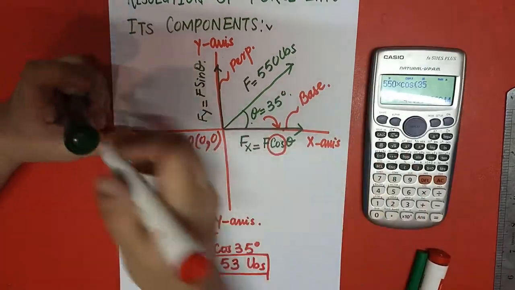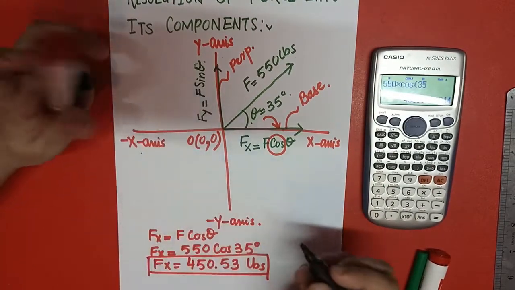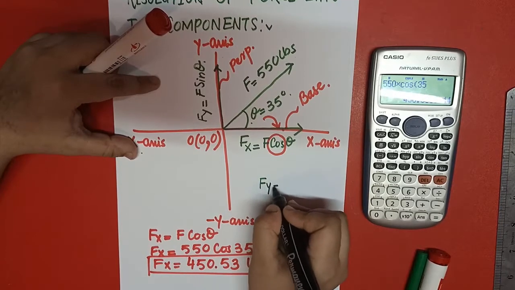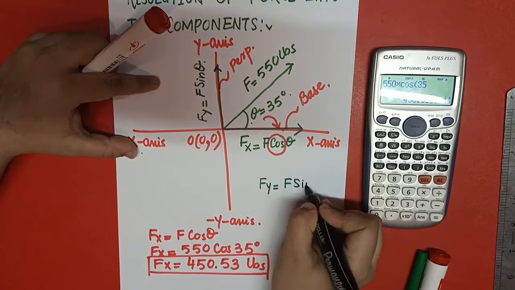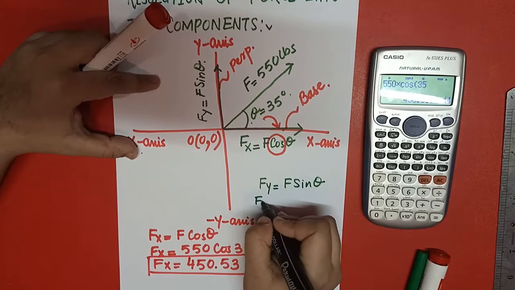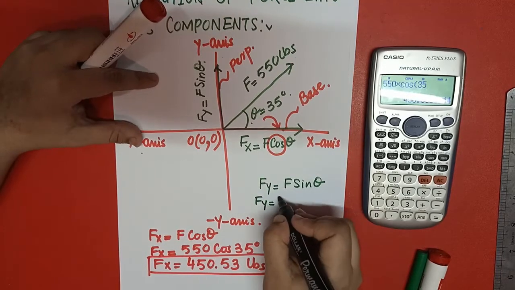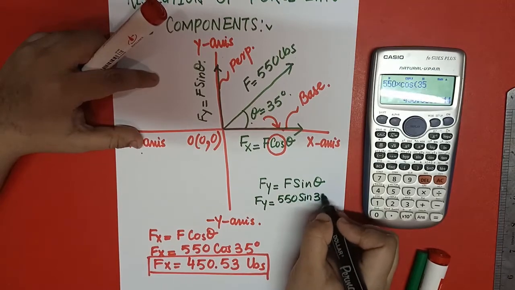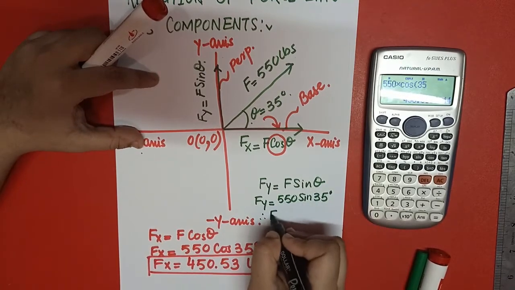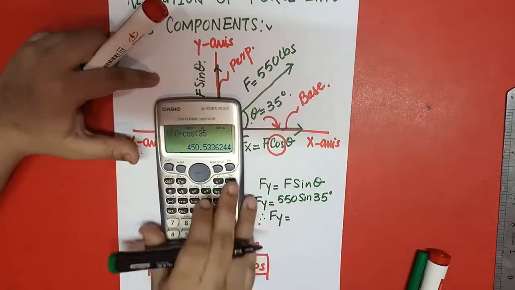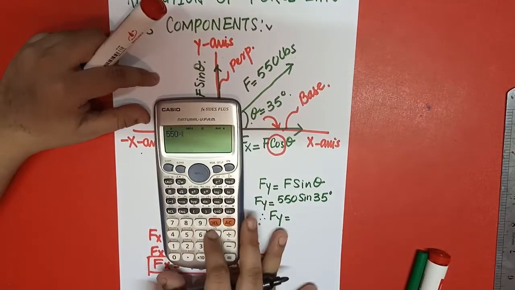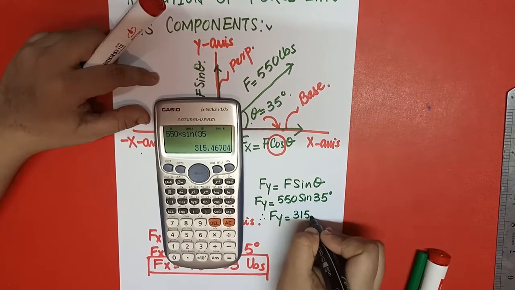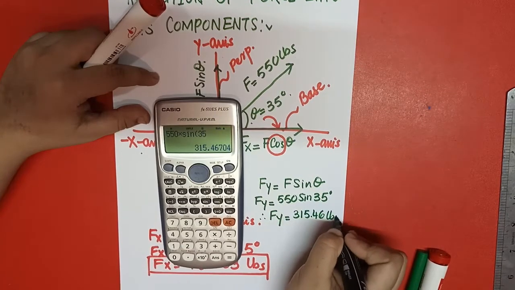So the next thing I have to find out is Fy. Fy equals F sine theta. So I will write it down. Fy equals 550 sine of angle 35 degrees. Therefore Fy comes out to be how much? 550 into sine 35, which is 315.46 pounds.